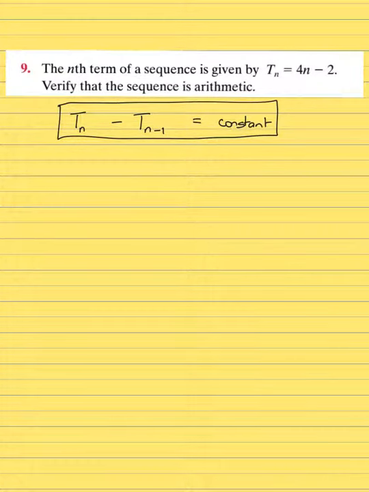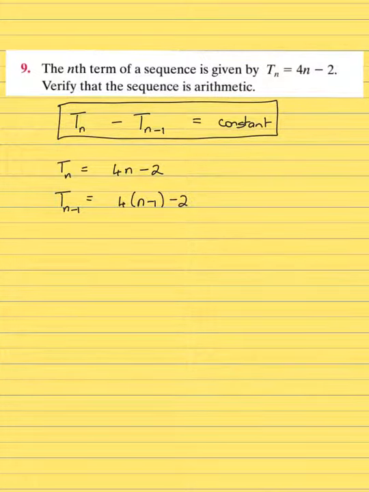And we're going to try and work that out. Tn is 4n minus 2. Tn minus 1, so the previous term, would be 4 times n minus 1 minus 2. In other words, 4n minus 4 minus 2, which is 4n minus 6. Tn is 4n minus 2. Tn minus 1 is 4n minus 6. And we get the difference between them.